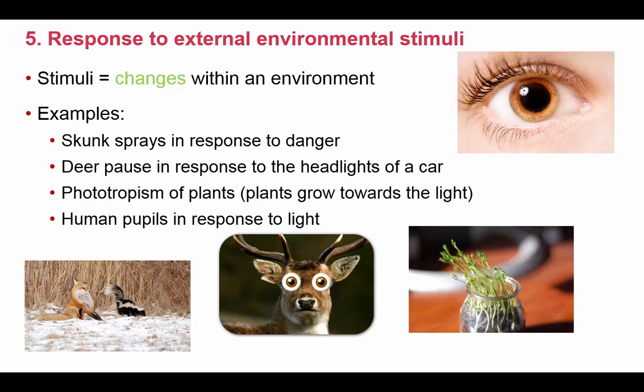Plants also respond to their environment. Think of something called phototropism, which says plants have a tendency to grow towards the light. So wherever the light is, they're going to grow in that direction. So they're responding to the stimulus, the light. Our pupils respond to light. You know, if we walk into a dark room, how do our pupils respond? They dilate, they get bigger. Or if you walk into a bright light, they're going to get smaller. So living things are constantly going to be responding to the changes that occur around us.